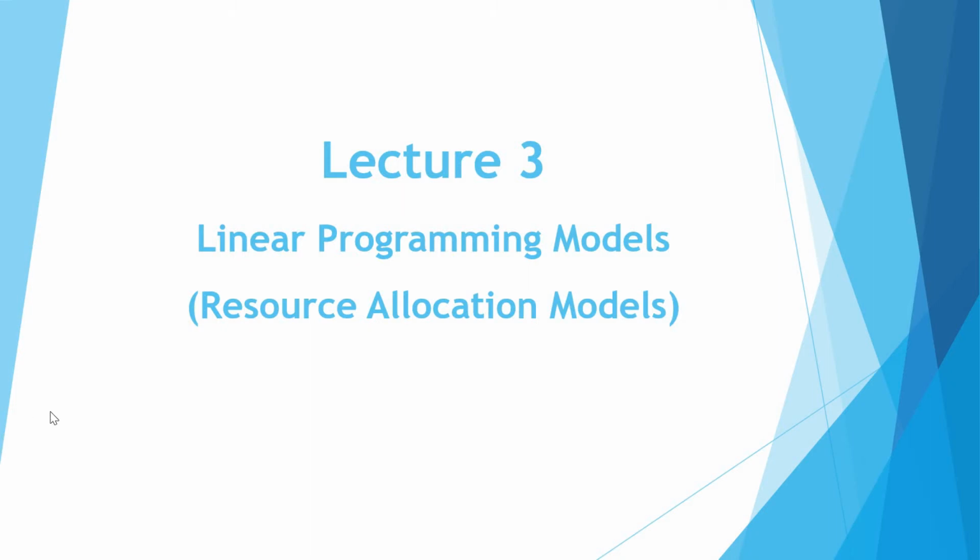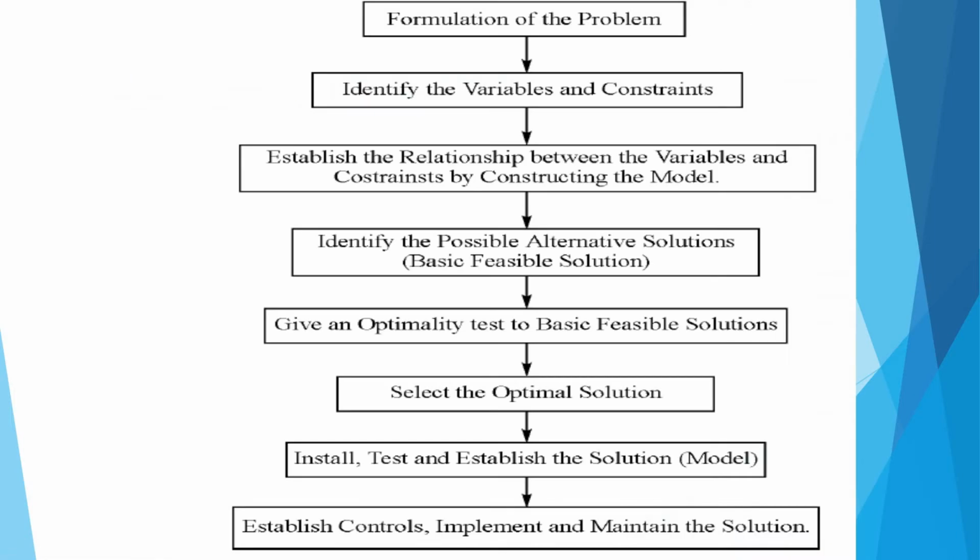First, we will see formulation of the problem. We should identify the variables and constraints. That is the first step for formulation of the problem. Knowing variables and constraints, establish relationship between the variables and constraints. That means we have constructed the model.